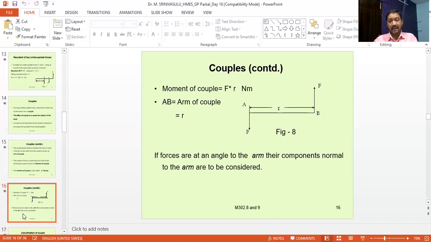So here they are called unlike parallel forces, and a very important thing is they are separated by some distance. Let R be the distance between the two parallel forces. This distance between the two parallel forces is called the arm of the couple, because this is the main arm which is responsible for producing the moment of a couple.